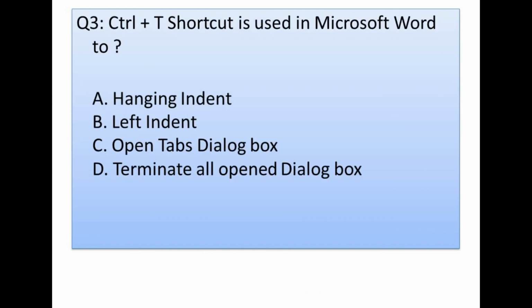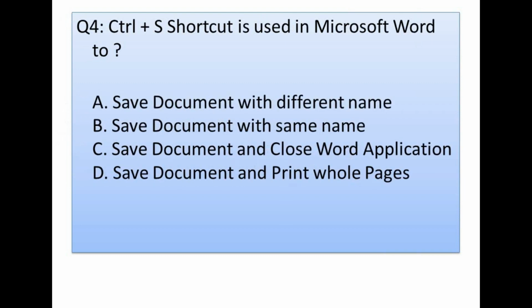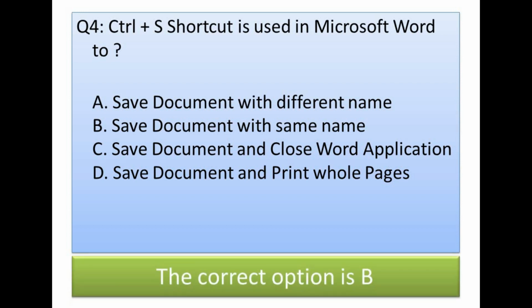Ctrl+T shortcut key is used in Microsoft Word to hanging indent, left indent, open tabs dialog box, terminate all open dialog box. So the correct option is A. Ctrl+A shortcut key is used in Microsoft Word to save document with different name, save document with the same name, save document and close Word application, save document and print whole pages. So the correct option is B.